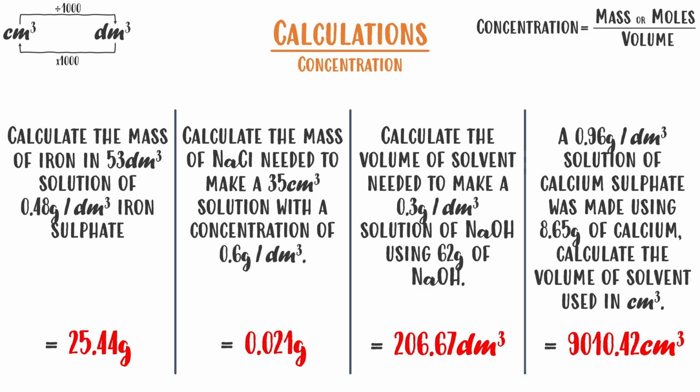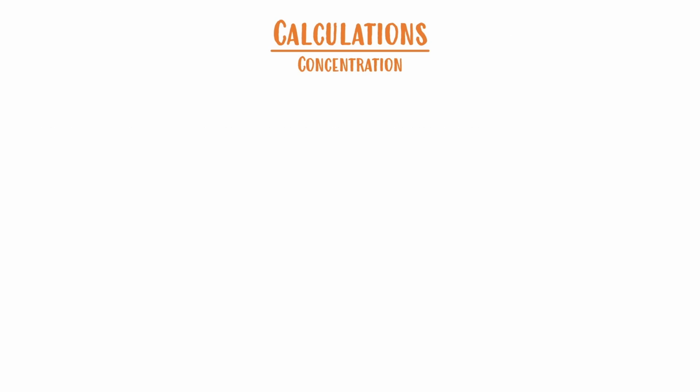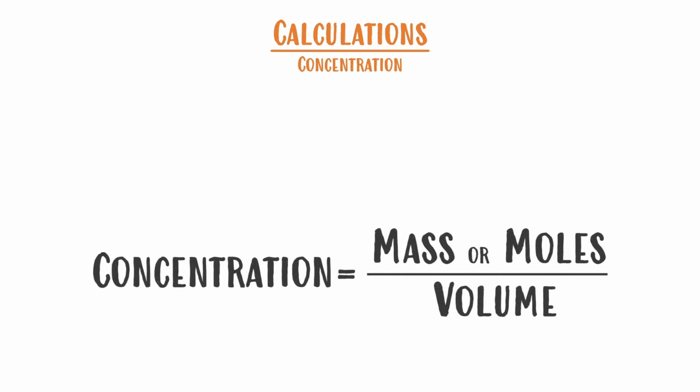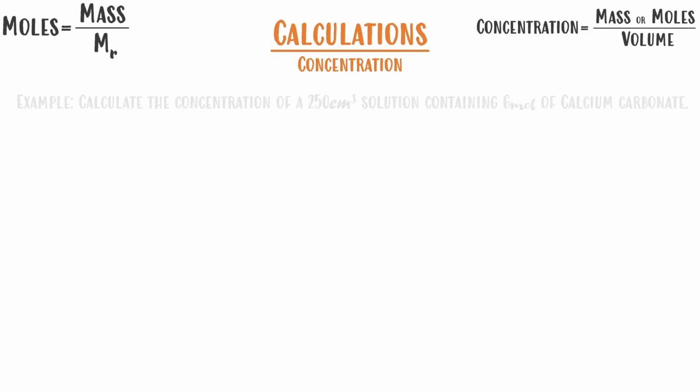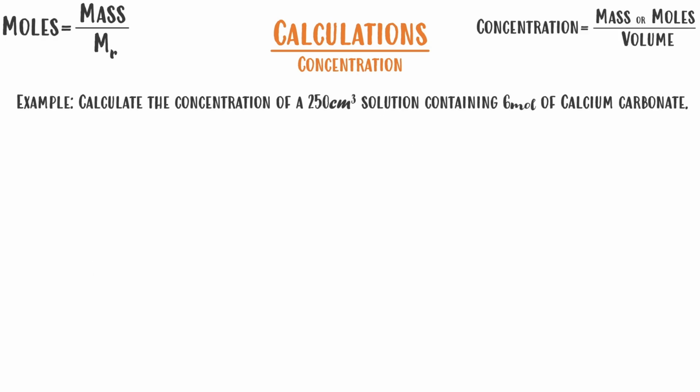Right, from this point onwards, it's going to be strictly for higher and triple papers only. Starting off, you'll need to be able to incorporate both of the following formulas. Concentration, which we've looked at, but also the moles formula, which we had a look at in a previous video. Here's an example. Calculate the concentration of a 250 centimeter cubed solution containing 6 mole of calcium carbonate.